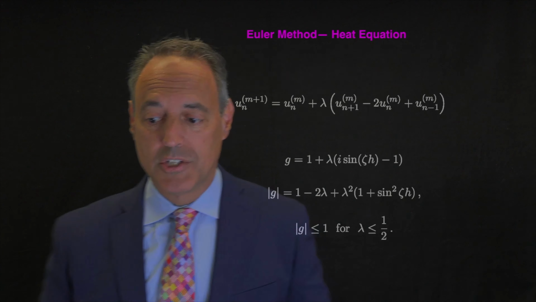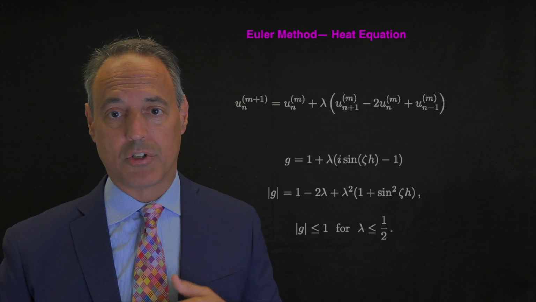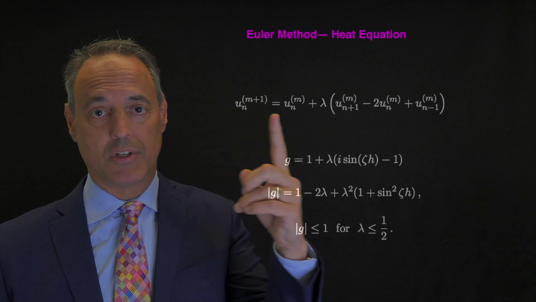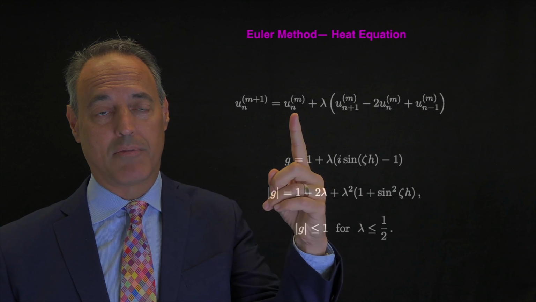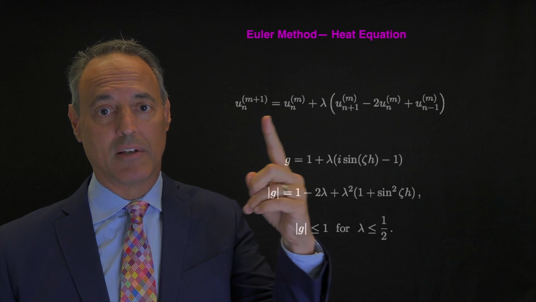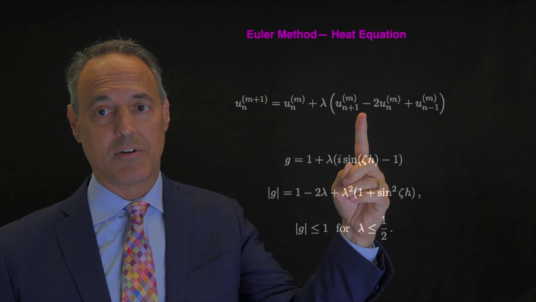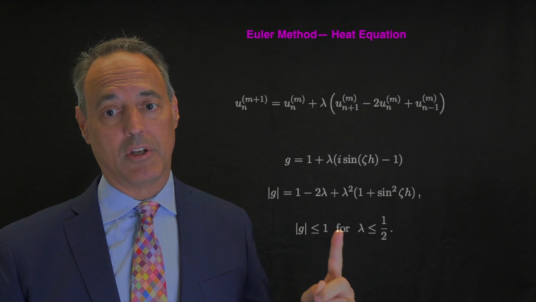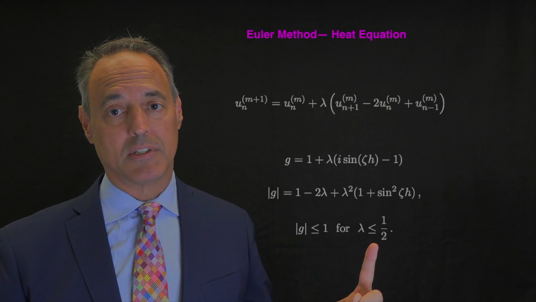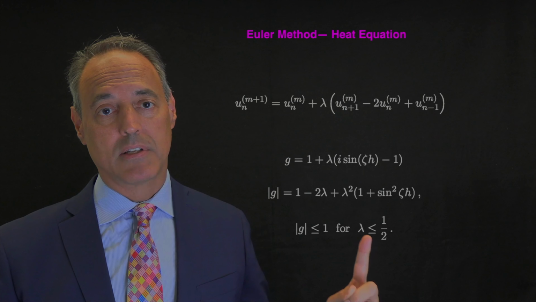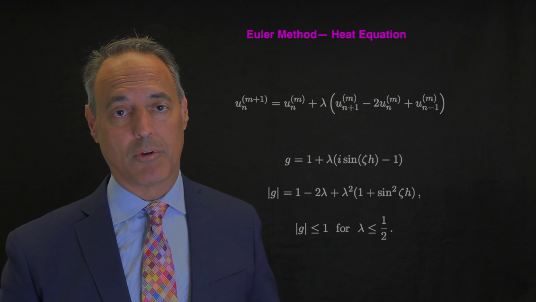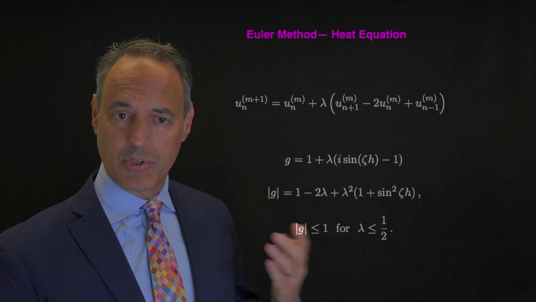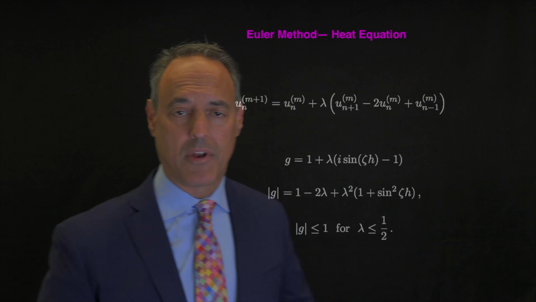Okay, so let's now also consider the Euler method for the heat equation. So here's the Euler method for the heat equation. I can basically forward difference in time, center difference in space. And by the way, for the forward Euler for the heat equation, what you find is it's stable as long as the CFL number is less than or equal to 1/2. So that sets the restriction for using this method on the heat equation.